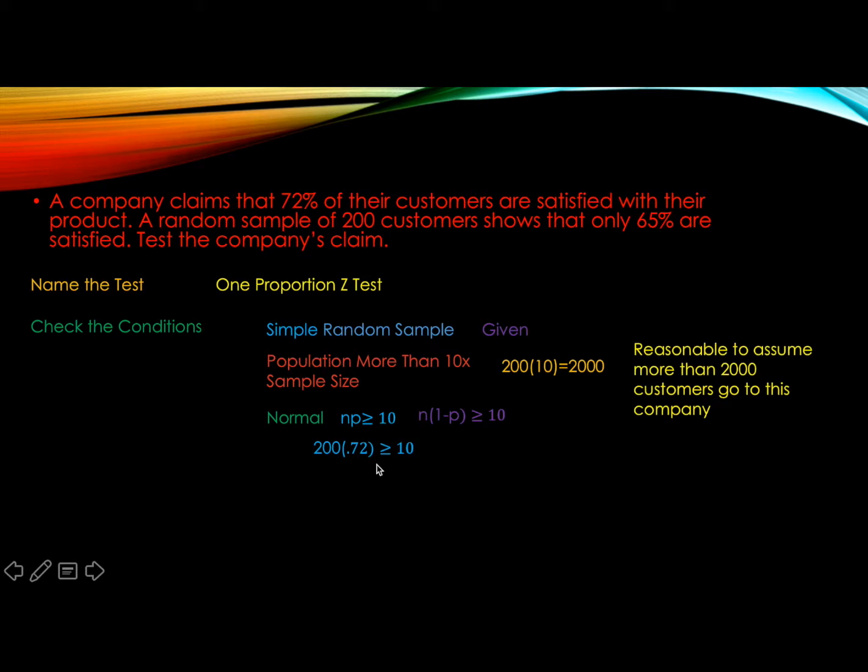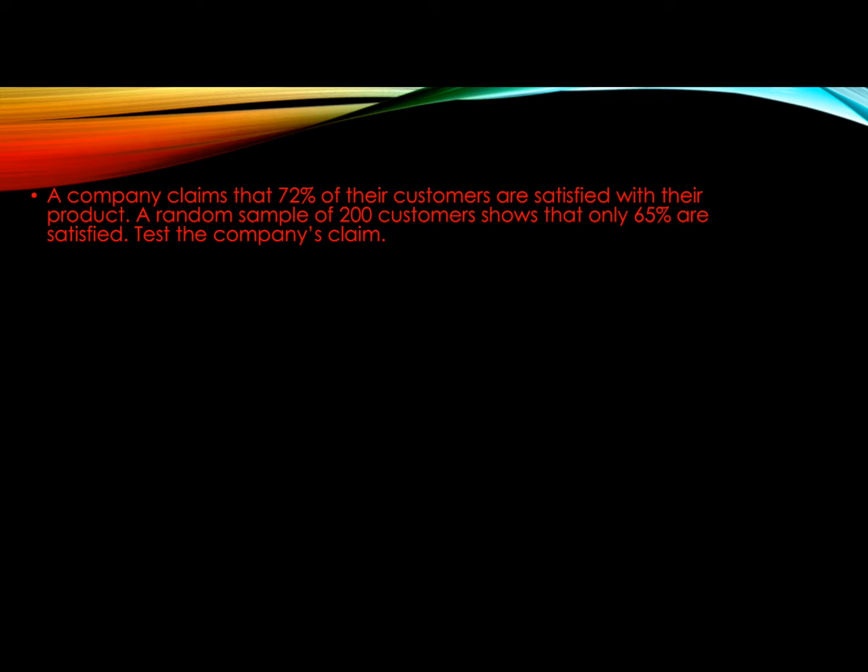200 times 0.72 is 144. That's greater than 10. 200 times 1 minus 0.72 is 56. That's also greater than 10. So this condition is met. You actually have to show the calculations. You can't just put a check mark next to the conditions. All of our conditions are met, so let's go on to the next step.